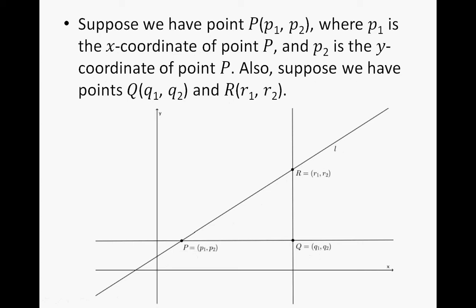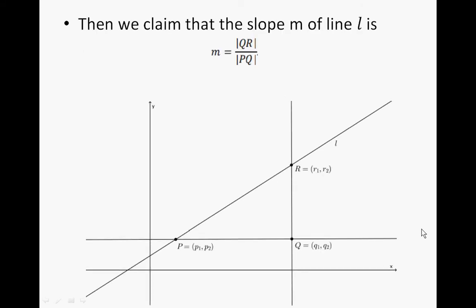Suppose we have a point P, which is P sub 1 and P sub 2, P sub 1 meaning the x-coordinate and P sub 2 the y-coordinate. If that's the case, then we also identify point Q and point R using the same method: R sub 1, R sub 2, and Q sub 1, Q sub 2. So then we can claim that the slope M of line L is the distance of QR over PQ.